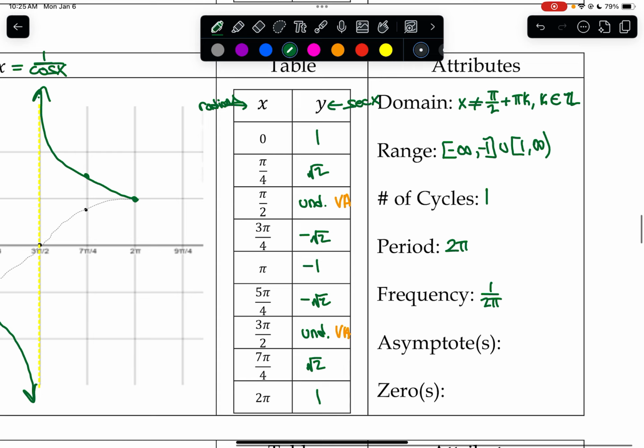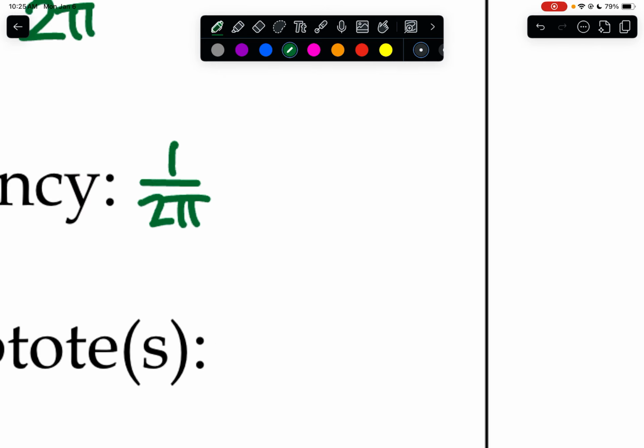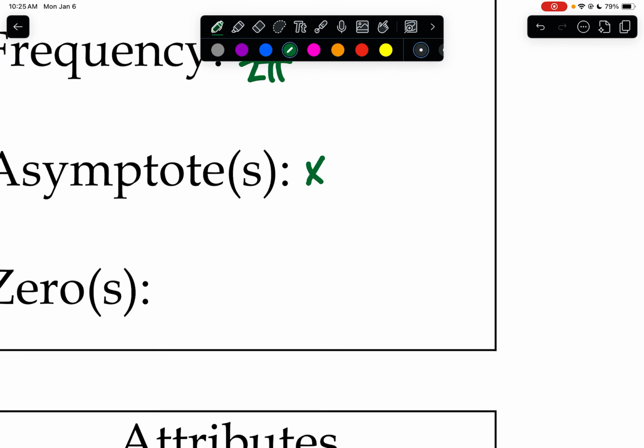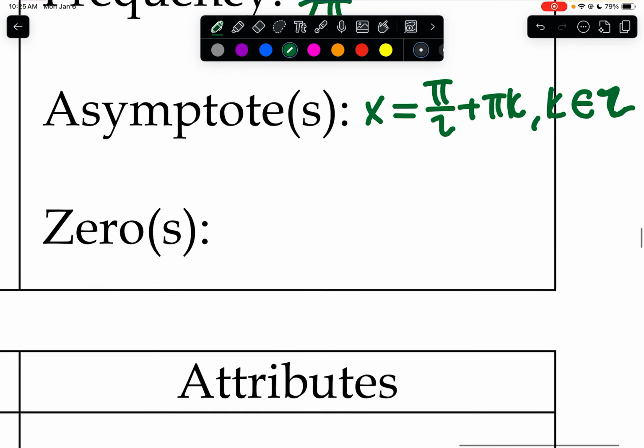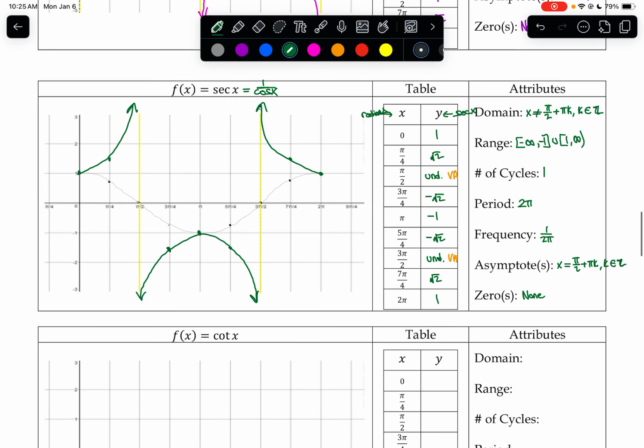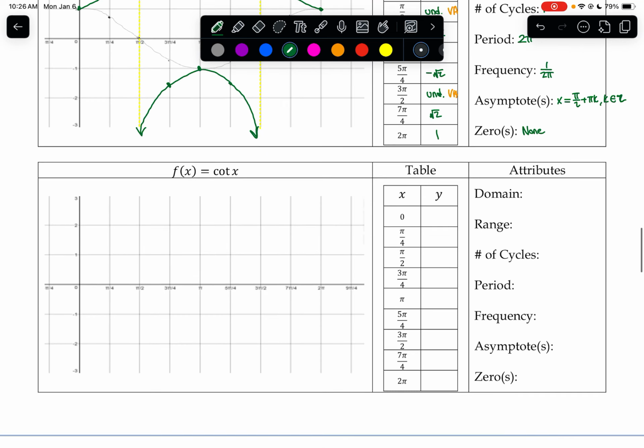Then your asymptote's going to be the same as your domain, but we are equal. So in this case, x equals pi over 2 plus pi k, where k is an element of the integers. And then zeros, well, we don't cross the x-axis, so none. Sorry, I'm going to try to speed this up because I'm starting to cough a lot more.